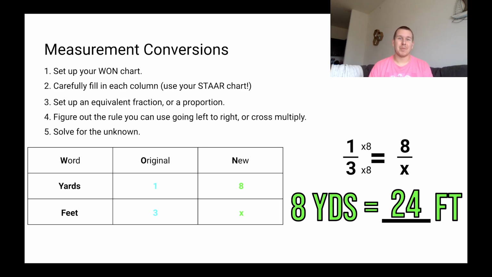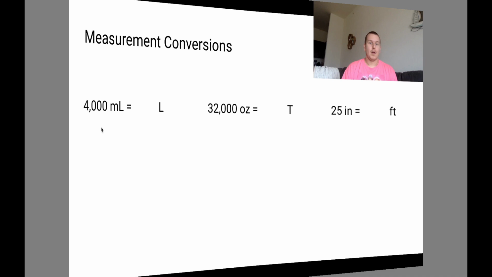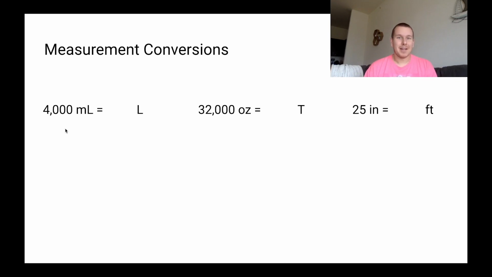Let's go ahead and do a couple practice problems together. All right, I got my handy dandy star chart ready right next to me. I'm going to be able to do these problems with ease. So we've got 4,000 milliliters equals how many liters? This is the metric system, and we might not be as familiar with it, but we're going to be able to rock and roll on this, okay?